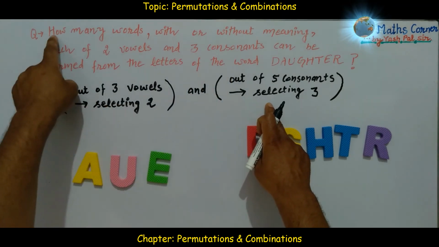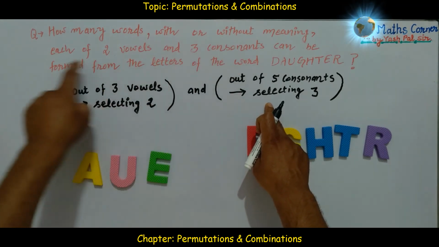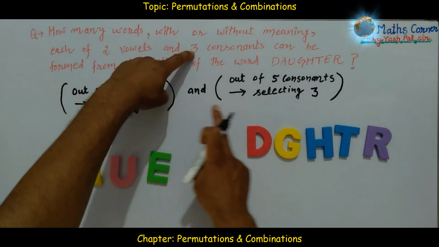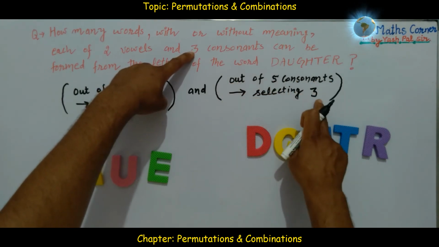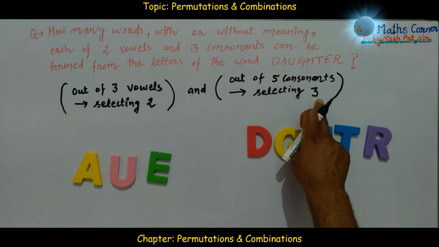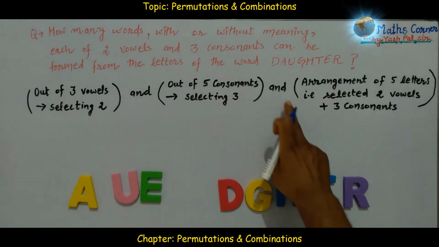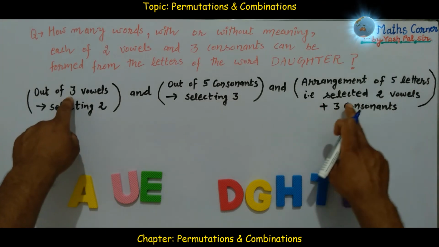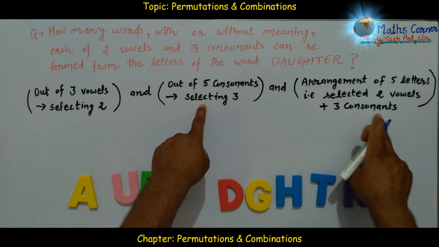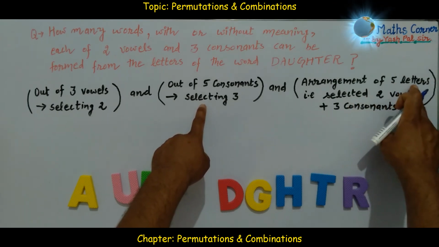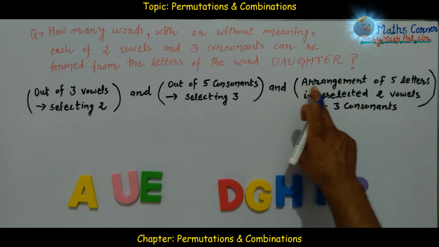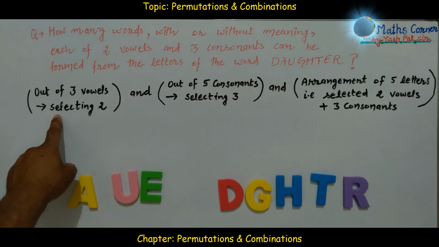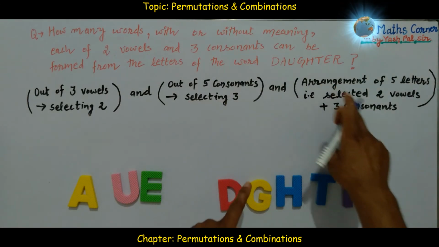So what is the question? How many words, with or without meaning, each of 2 vowels and 3 consonants? Out of 3 vowels we selected 2, and out of 5 consonants we selected 3 consonants, and then the arrangement of 5 letters. In total 2 plus 3 equals 5 letters are selected. And lastly, arrangement. Arrangement means permutation. Here selecting means combination, arrangement means permutation.